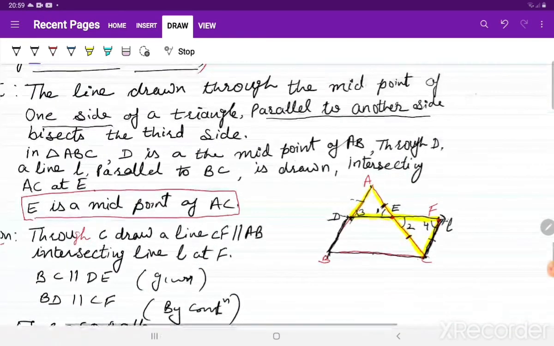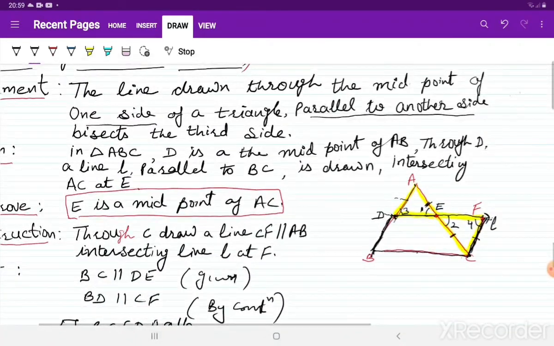So now come to the statement again. A line drawn through the midpoint of one side. The midpoint is D of one side, that is AB. Which line is drawn? Line L, parallel to another side, that is BC, bisects the third side, that is AC. So bisect means you have to prove AE is equal to EC.